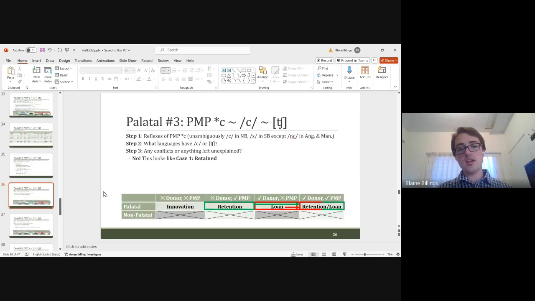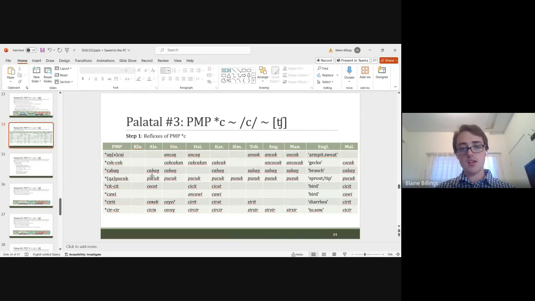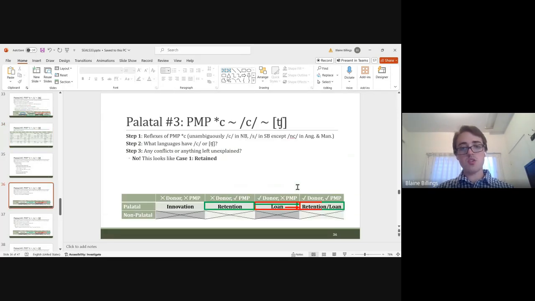Okay, so are there any conflicts or anything left unexplained? On the surface, no. This looks like a case 1 of retained, right? If we look back at this table, C has been retained in the northern languages, and maybe it merged with S in the southern languages. There doesn't seem to be any conflict between the PMP inheritance and the donor language loans.